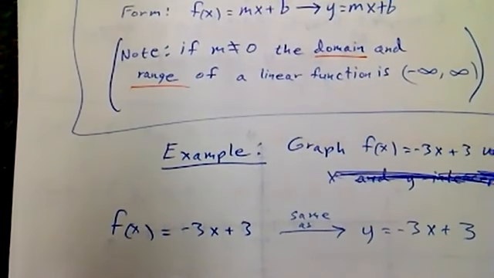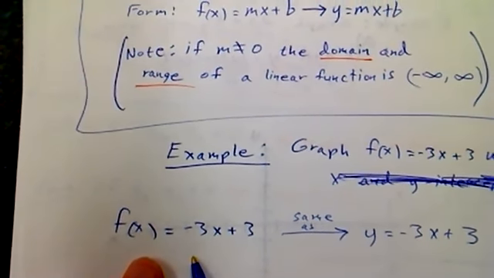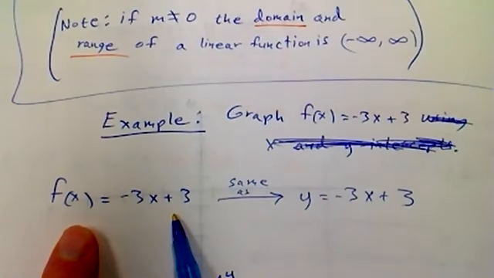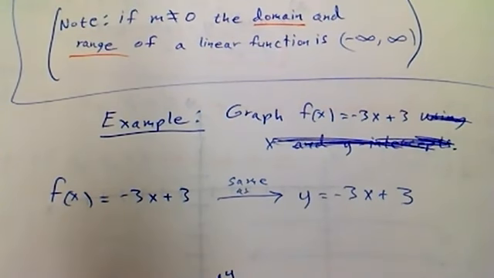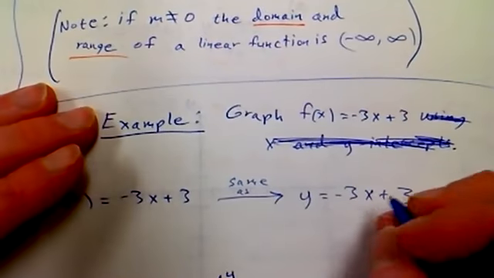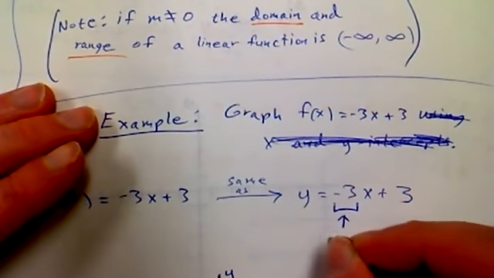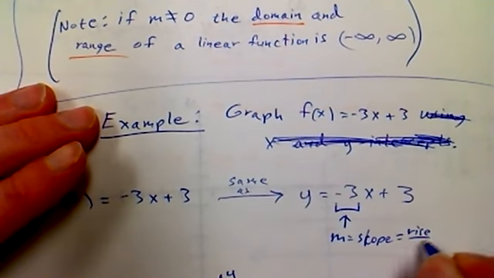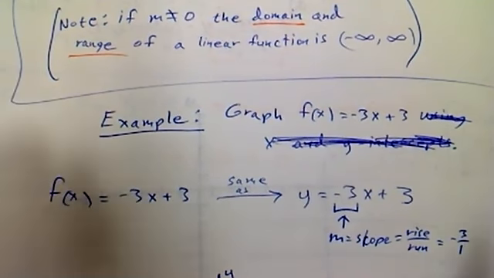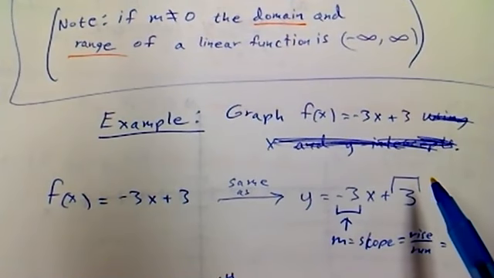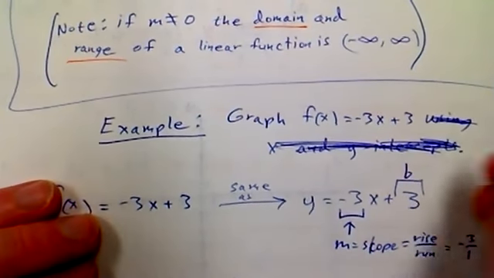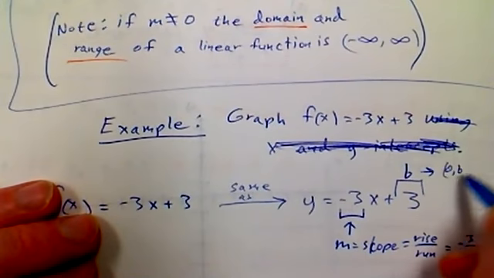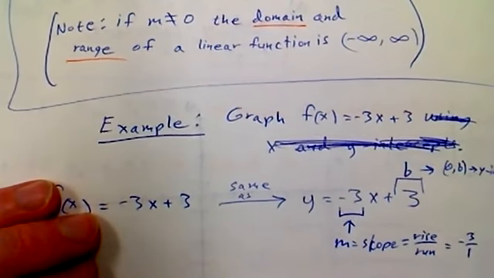Graph f of x equals negative 3x plus 3. If you like, which I like to do, you can replace f of x equals negative 3x plus 3 with y equals negative 3x plus 3. And if you remember, this m here we call the slope, which is the rise over run. Okay? So we could think of that as negative 3 over 1. That tells me how to get to the next spot. This spot right here, this 3, this is your b. That tells us that (0, b) is the y-intercept.